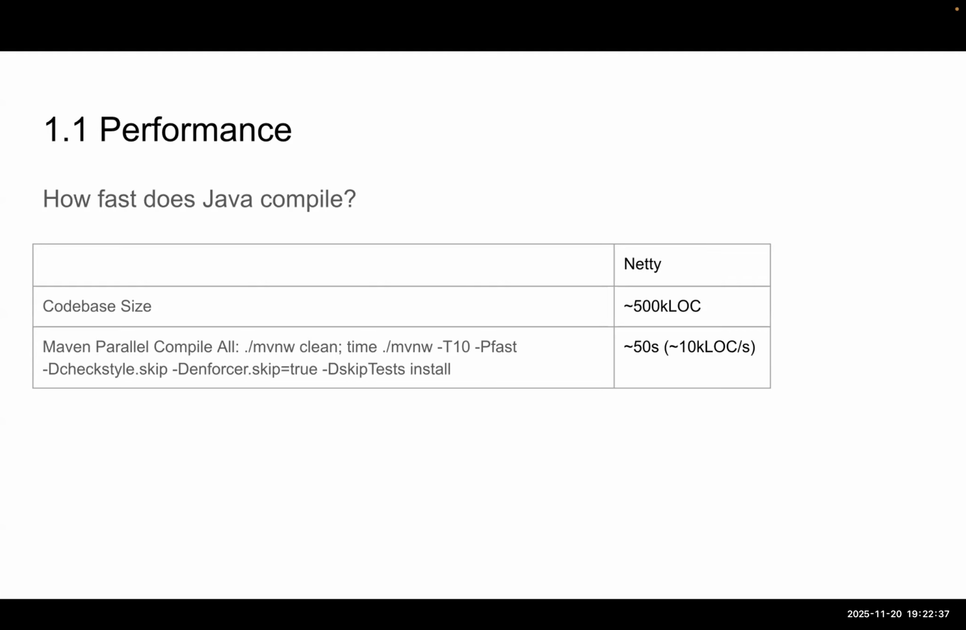And when you look at the numbers, this actually is not surprising. For example, if you take the Netty code base, Netty is an open source networking framework popular in the JVM ecosystem. It's about 500,000 lines of code, not a small project. It takes about 50 seconds to compile on my MacBook Pro.